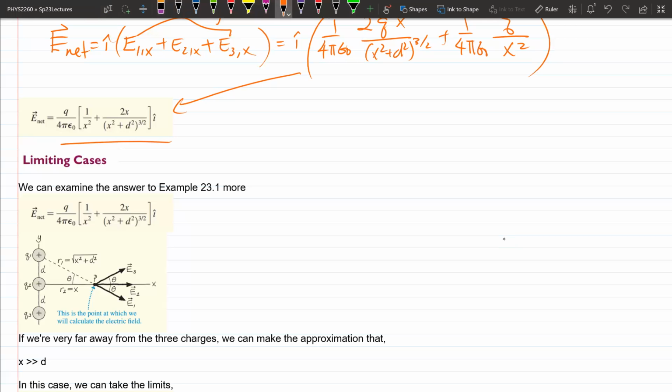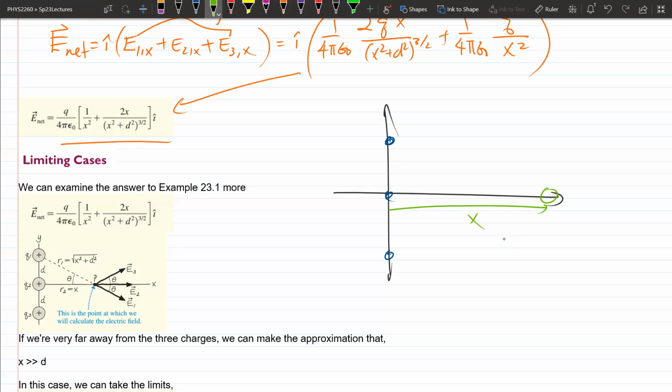So let me draw my x-axis. My 3 charges are like this, right? And the book says, calculate the electric field at some point P. P can be really close, or really far away, but we don't know, right? So we're just going to declare that the distance to P from the y-axis is just x, okay?